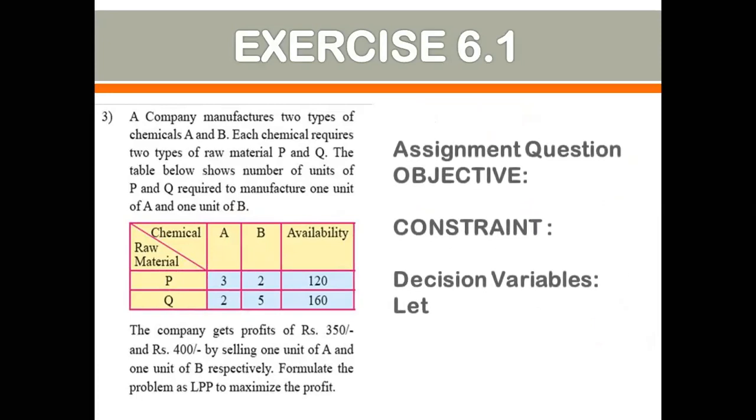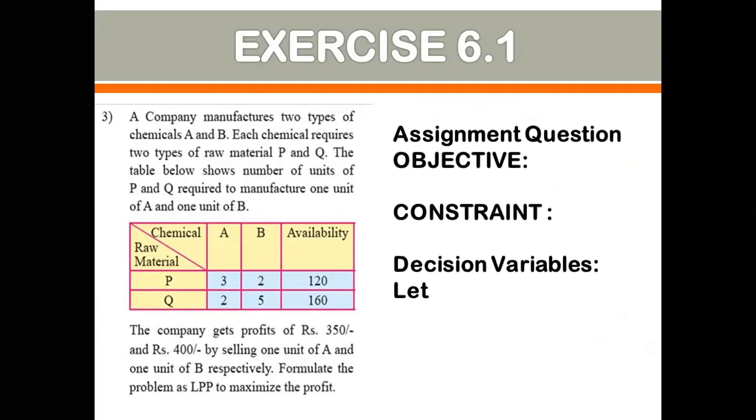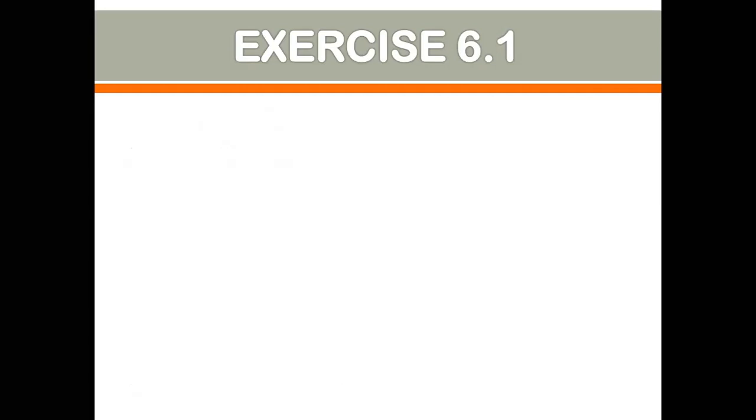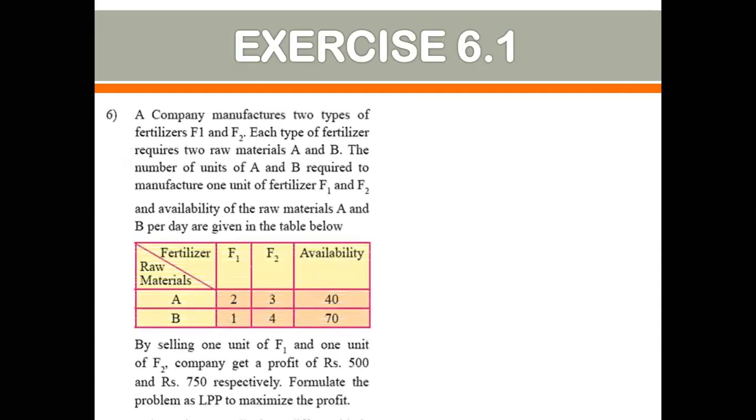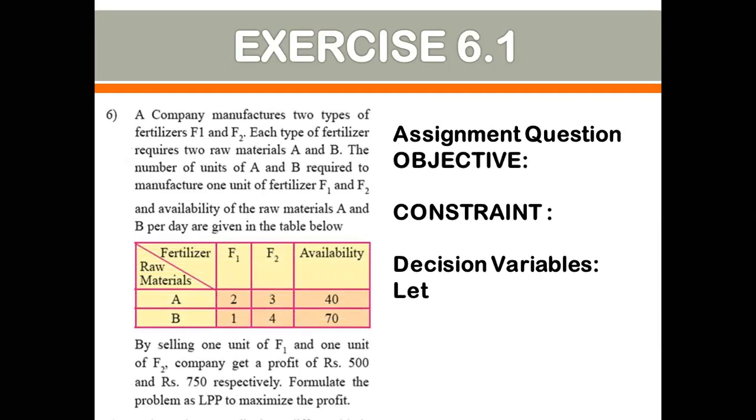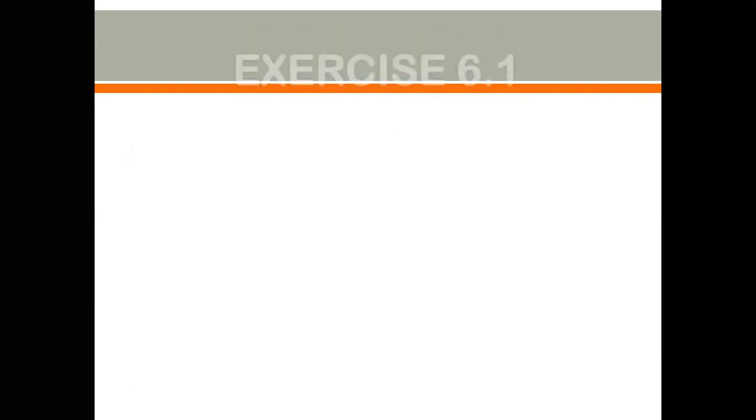I have sum number 3. Again, it is an assignment question. After reading the question, what is the objective, what are the constraints, which are the decision variables, answer these questions and then start preparing the solution. Similarly, you have sum number 6. Again, the same thing: read the question, then answer certain questions like objectives, what are the constraints, which are the decision variables, and then start with the solution.